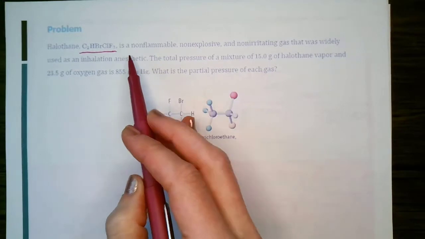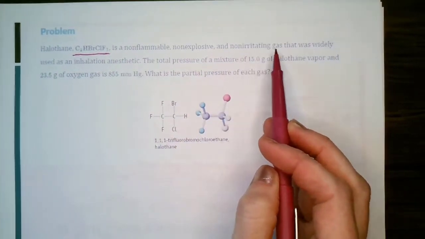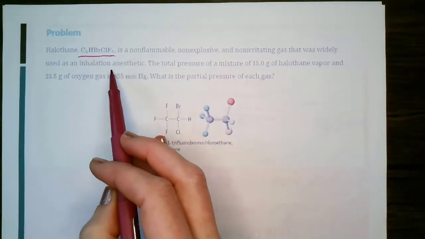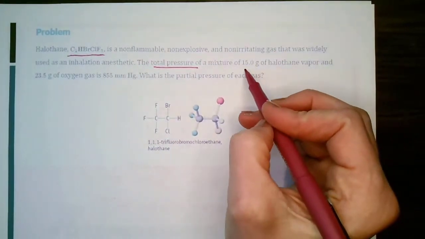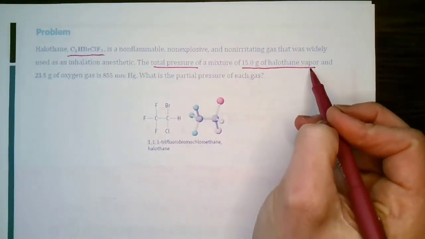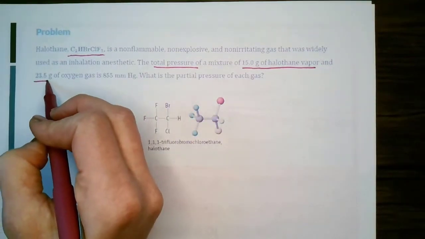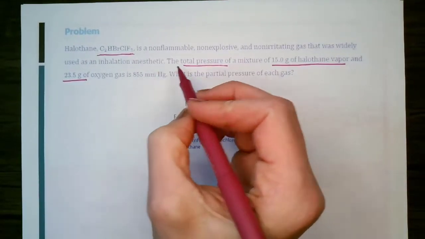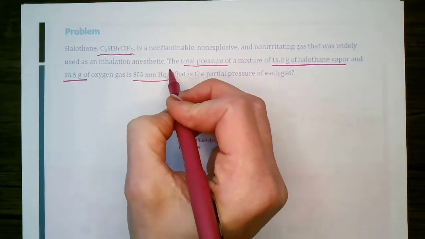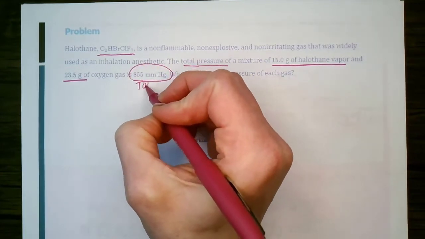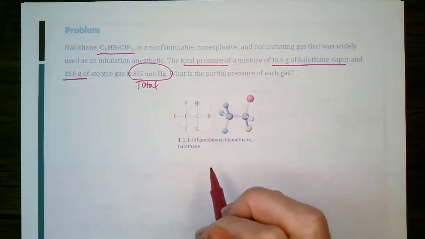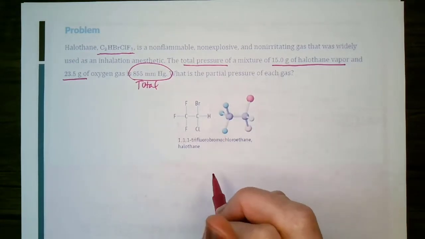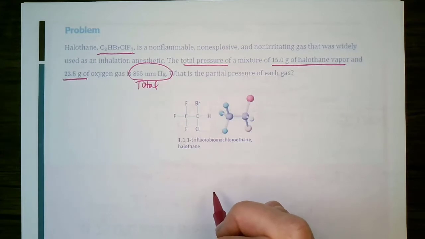All right, the next problem up, we've got halothane. Here's its chemical formula. It's a non-flammable, non-explosive, non-irritating gas that was widely used as an inhalation anesthetic. The total pressure of a mixture of 15 grams of halothane vapor and 23.5 grams of oxygen gas is 855 millimeters of mercury. This is my total. What is the partial pressure of each gas?